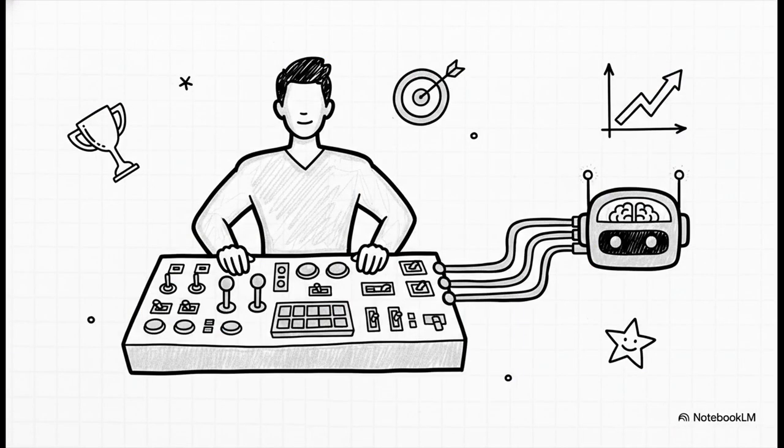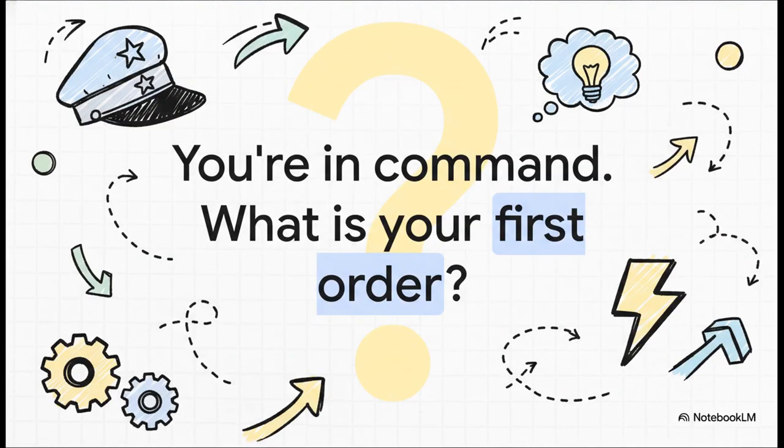So the key takeaway here is this: with a structured framework, you're no longer just a passive user. You are in command. You now have the tools to control the interaction and generate reliable, predictable, and seriously high-value results from your AI. This explainer has given you the doctrine and the tactics for effective AI communication. So the next move, well, that's yours. You're in command. What's your first order?